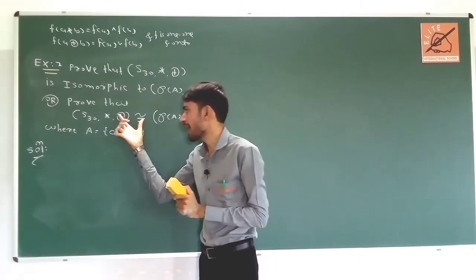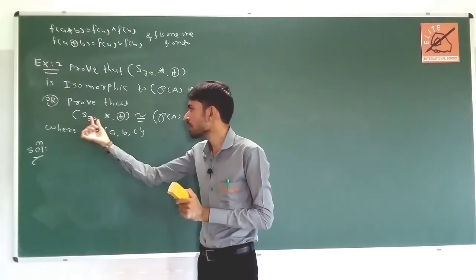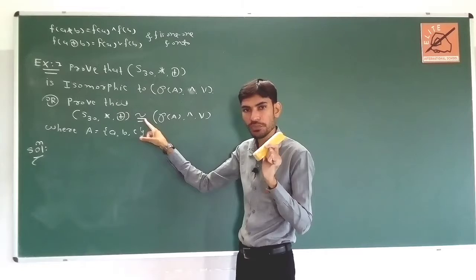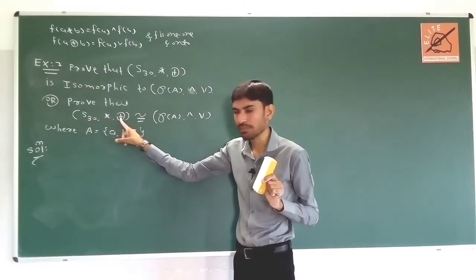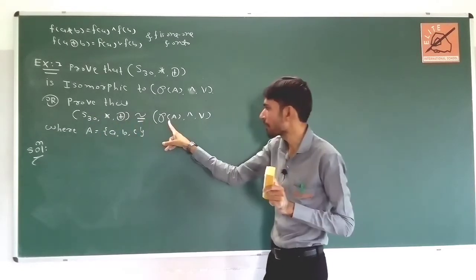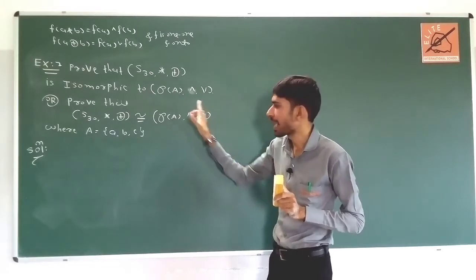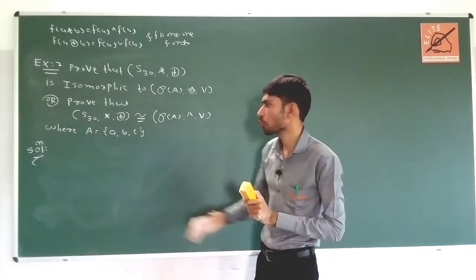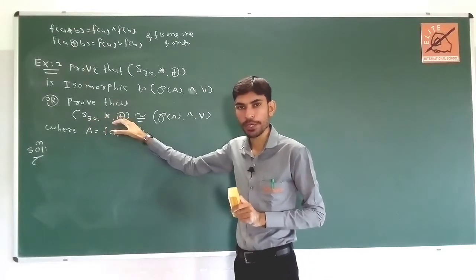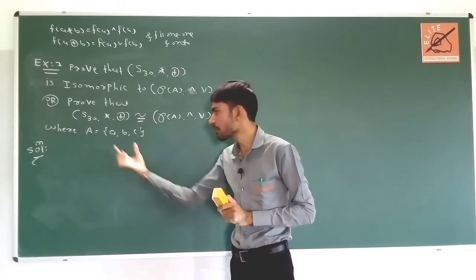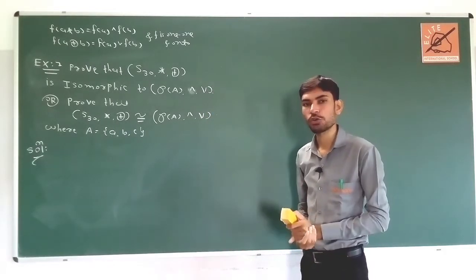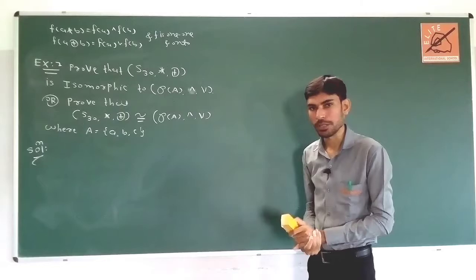S30 star ring sum, this notation is read as isomorphic: S30 star ring sum isomorphic to power set of A meet join. In short, to prove S30 isomorphic to power set of A, where our set A is ABC. So see carefully how to solve this type of examples.